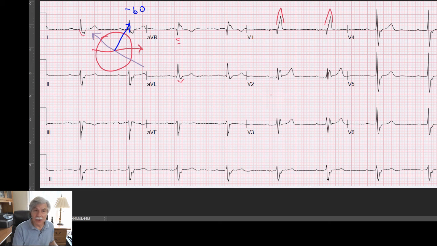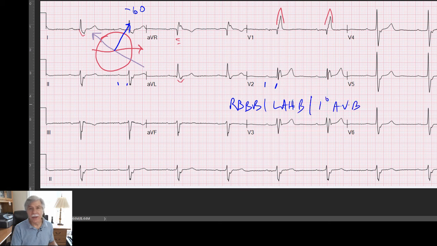But when you look at the PR interval, it's long. So here in V2, it looks like at least 240 milliseconds. So you have this first degree AV block. So you have a right bundle branch block, you have a left anterior hemiblock, and you have a first degree AV block. So if you look at the basic textbooks, they look at that and they say, well, then it's trifascicular block, isn't it?